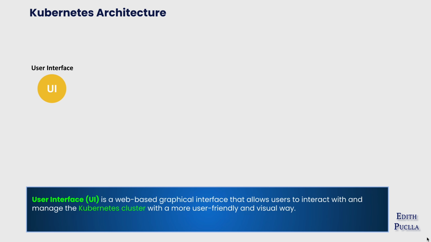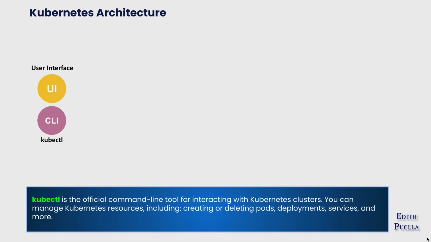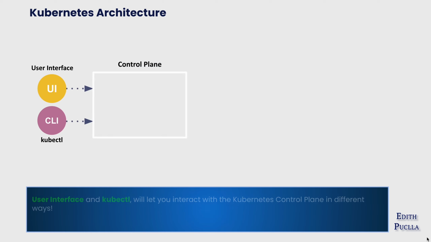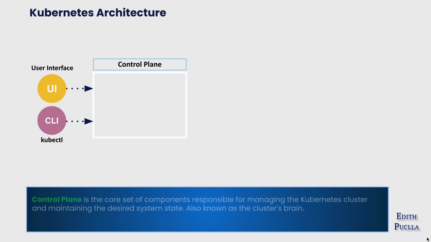The user interface is a web-based graphical interface that allows users to interact with and manage the Kubernetes cluster in a more user-friendly and visual way. kubectl is the official command line tool for interacting with Kubernetes clusters. You can manage Kubernetes resources, including creating or deleting pods, deployments, services, and more. The user interface and kubectl let you interact with the Kubernetes control plane in different ways.